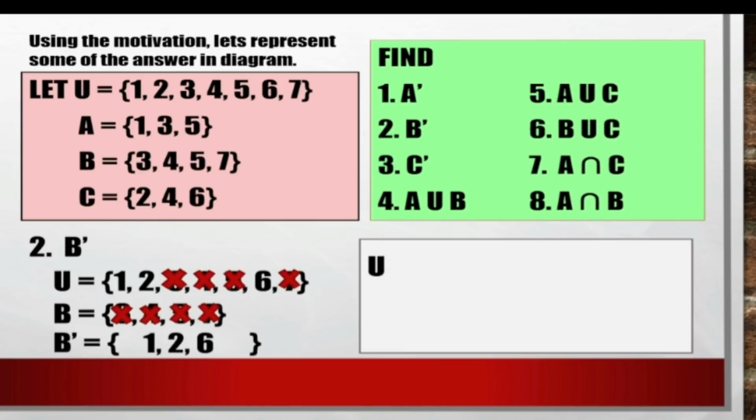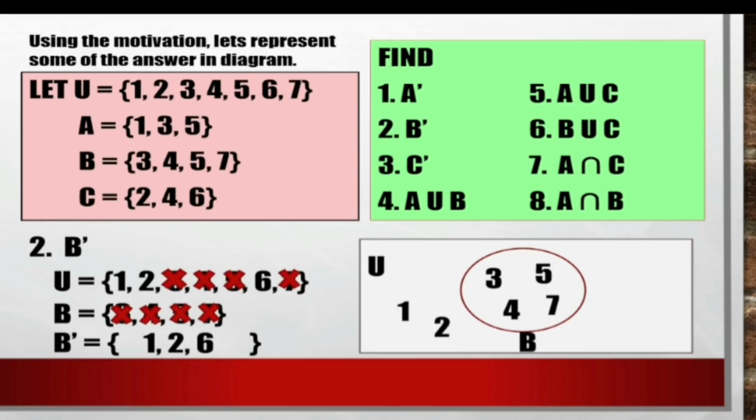So if we represent it in Venn diagram, we have the universal set, which is composed of the elements 1 to 7, and our set B, which is composed of the elements 3, 4, 5, and 7. So 1, 2, 6 are elements in the universal set but are not in set B.